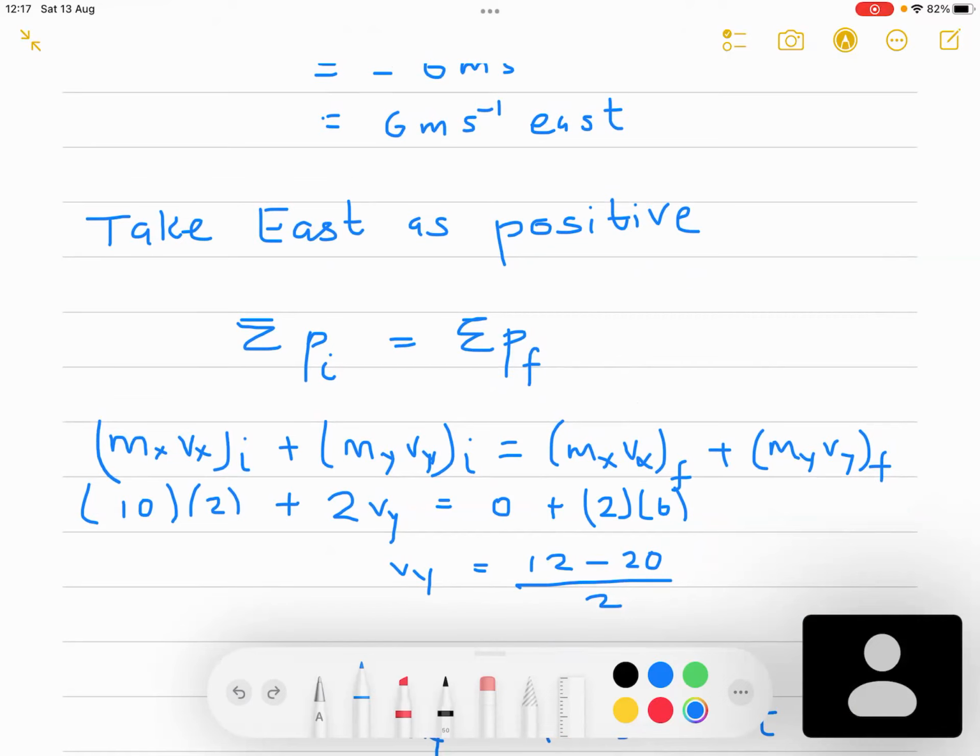Okay, so we're just going to have a short 5-minute break. When we come back, we will do an example on a completely inelastic collision, and then we'll do some examples on the Doppler effect. Okay, so I'll see you in 5 minutes.